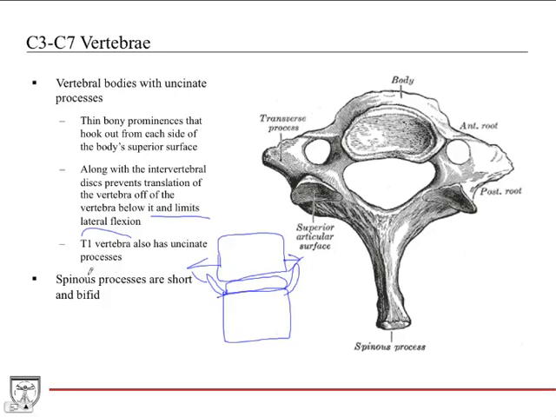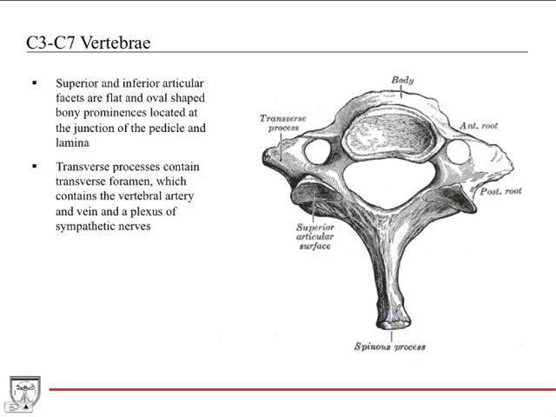Also note that the spinous processes are short and they're bifid. This diagram doesn't show that very well. What bifid means is they have a two-pronged projection, two bony projections that look like two prongs sticking out. These are attachments for muscles and ligaments, giving more surface area for attachment, and those are unique to the cervical vertebrae.